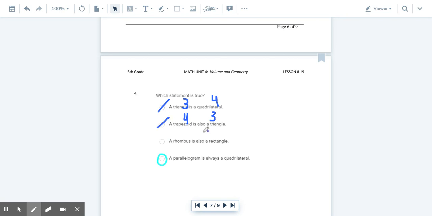A rhombus is also a rectangle. This statement is false. Why is this statement false? Well, a rectangle has all right angles, but it does not have four equal sides, while a rhombus must have four equal sides. So a rhombus is not a rectangle because a rhombus needs to have four equal sides and a rectangle doesn't. The true statement is a parallelogram is always a quadrilateral because parallelograms are a subcategory of quadrilaterals, so they have the same attributes as quadrilaterals.